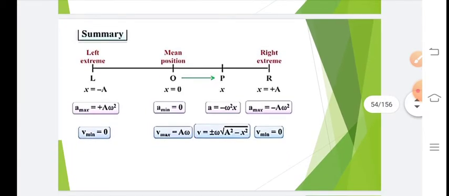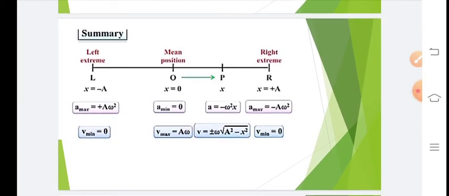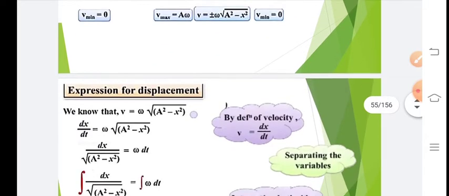And this is the summary of the velocity of the particle which performs the simple harmonic motion. At the mean position x is 0, therefore v max is equal to a omega. At the left extreme position the value of v minimum is 0, and at the right extreme position the value of v minimum is 0, and at the mean position the value of v max is equal to a into omega.